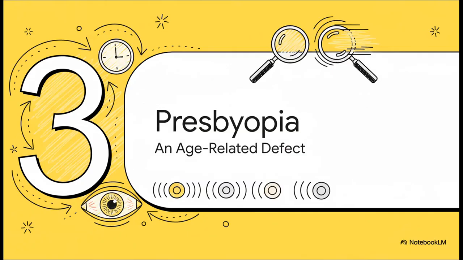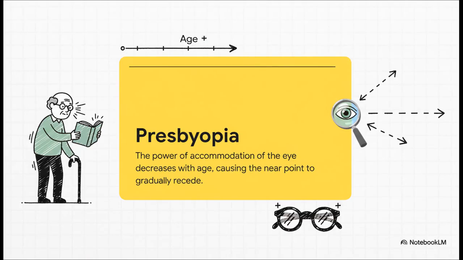Okay, let's move on to our next topic, presbyopia. This is an age-related defect. The key thing to remember here is that this happens as we get older. It's all about how the eye's power of accommodation, its ability to change focus, decreases over time. So what exactly is presbyopia? Well, it's when the power of accommodation of the eye decreases with age.